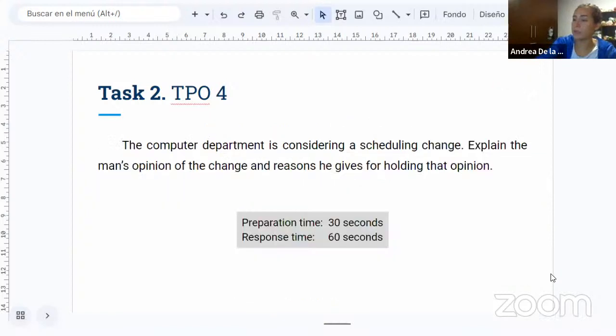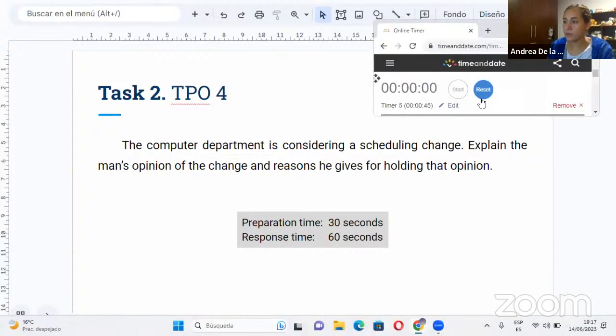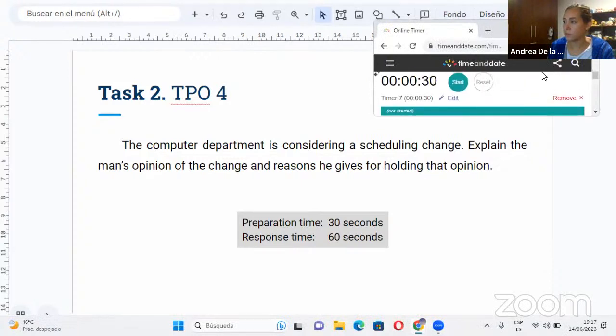Okay. Now the question is, the computer department is considering a scheduling change. Explain the man's opinion of the change and the reasons he gives for holding that opinion. Now you guys will have 30 seconds to prepare your responses.